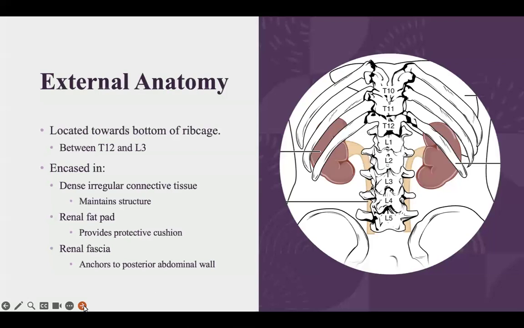And the kidneys are also encased in 3 different layers. They are directly encased by dense irregular connective tissue. This is to help maintain their structure. And then after that, it is covered by a renal fat pad that serves as cushioning protection. So again, it's kind of like a pillow just to keep them nice and protected, since they are right up against our back and ribs. And then after that, they are ultimately encased by renal fascia, which helps anchor them down into the posterior abdominal wall.